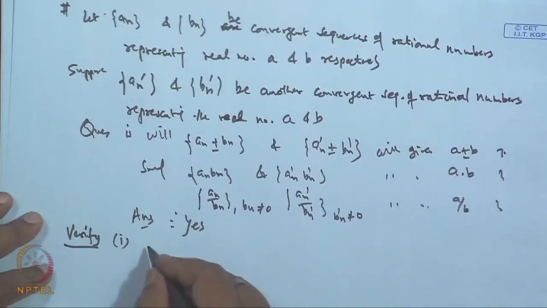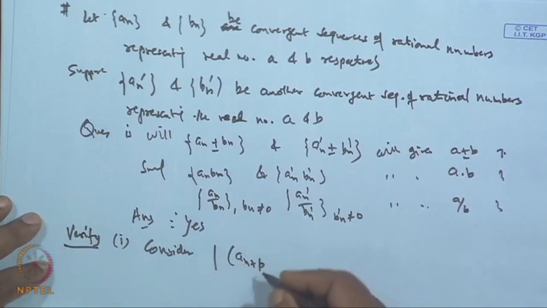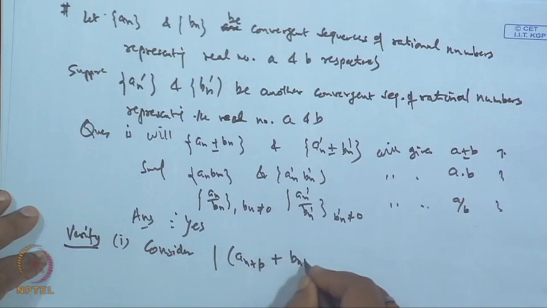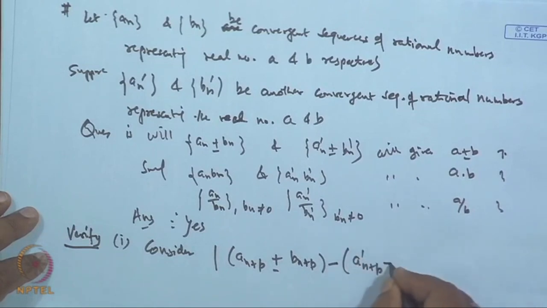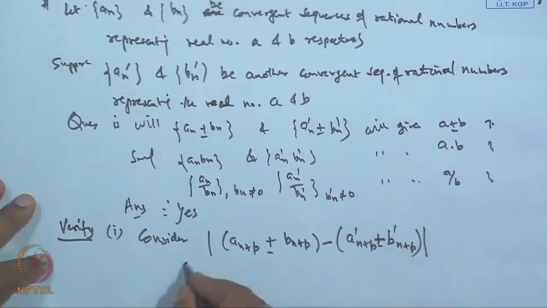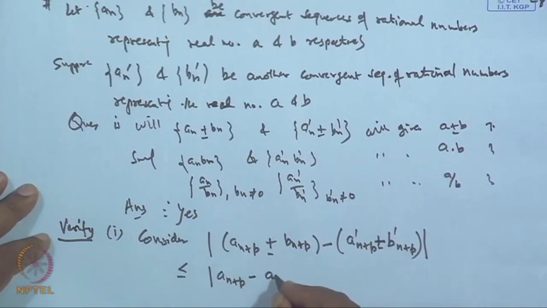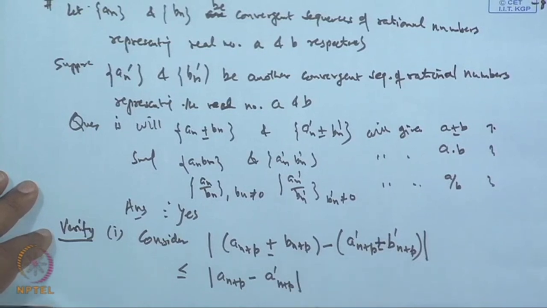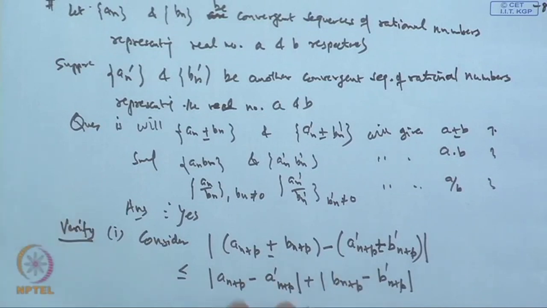Let us consider mod of a_{n+p} plus b_{n+p}, or minus also, minus a'_{n+p} plus or minus b'_{n+p}. Both plus and minus I am taking at a time. Now, this will be less than or equal to mod of a_{n+p} minus a'_{n+p}, plus mod of b_{n+p} minus b'_{n+p}, because minus will not affect much.